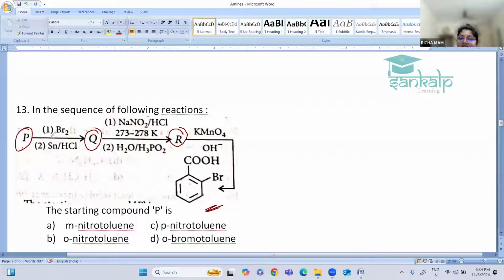So P, when it is reacted with Br2 and tin HCl, you get Q. Then Q, when you react it with NaNO2 in the presence of HCl at 272 to 278 Kelvin, followed by orthophosphoric acid H3PO2 and water, you get R. R is further reacted with KMnO4 in basic medium, and you get the final compound. So you have to find what is the starting compound P. So how are we going to solve this?